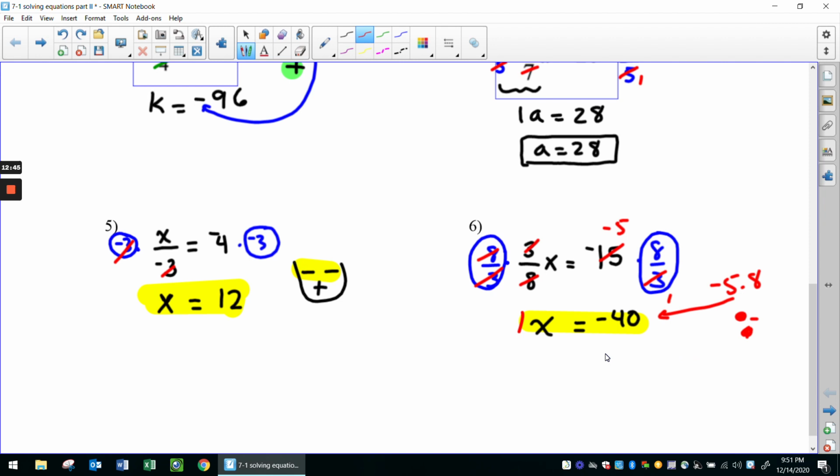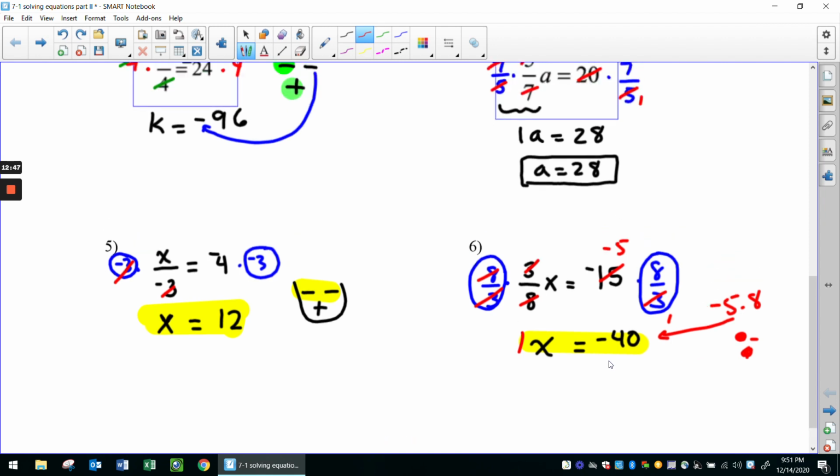Okay, so it looks like hopefully you understood the whole concept of how to simplify and cross simplify. And we're going to go to part 1 of review next, and then part 2.